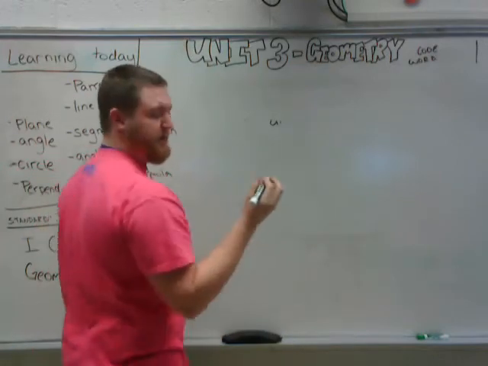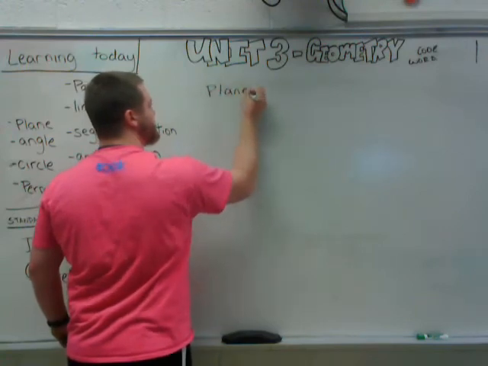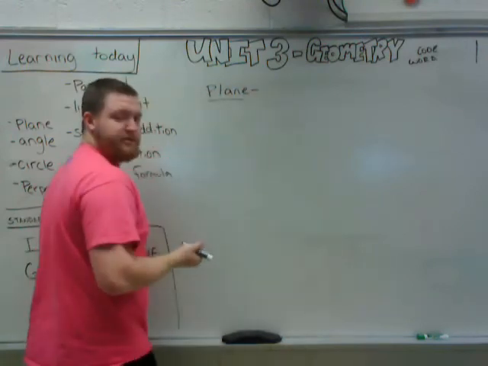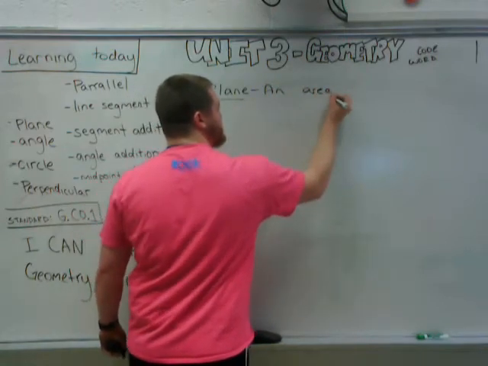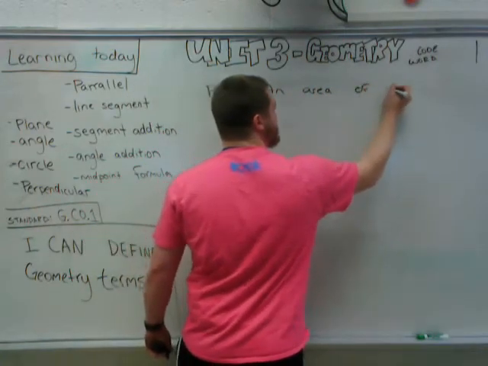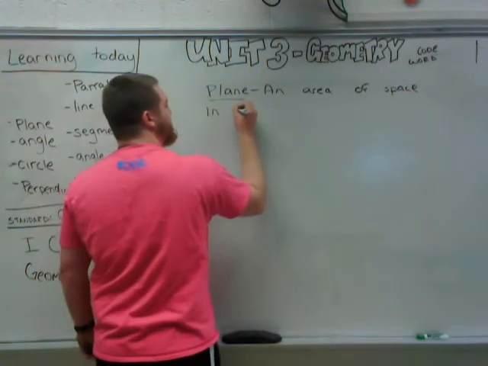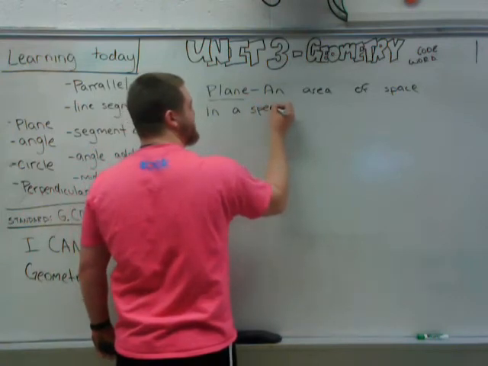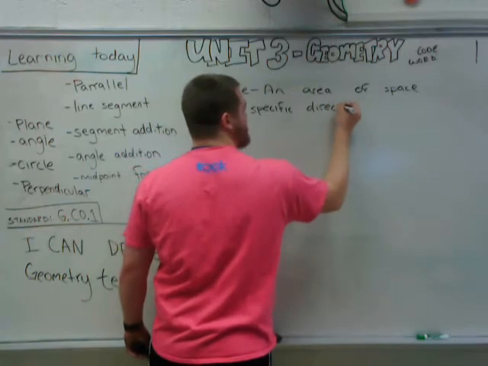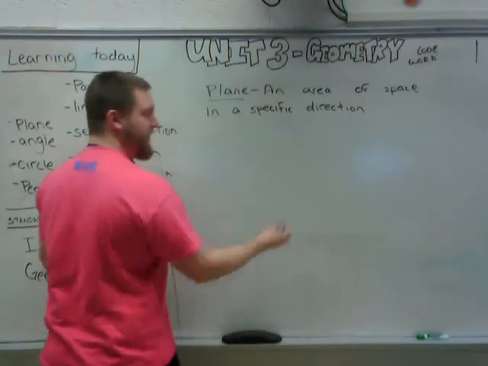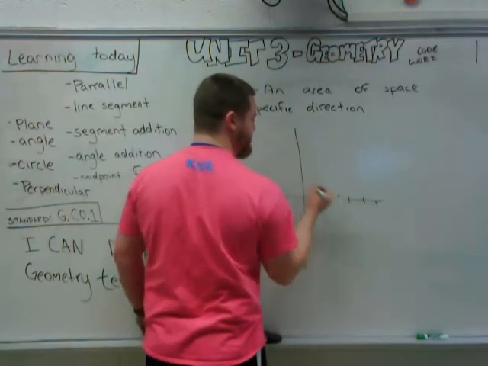Okay, we're going to talk about planes and not the kind that fly around. A plane represents an area of space in a specific direction. So if we have our grid, this is a coordinate plane, right? That's where the term comes from.